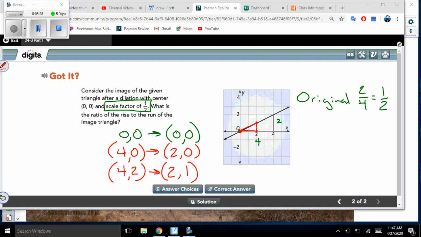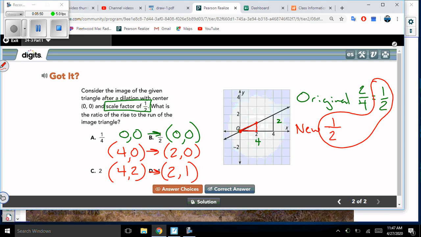All right, and so obviously in that situation, on my new triangle, you can see that my rise is 1 and my run is going to be 2. And again, you can see that they basically equate to each other. Their choices were, you basically have to find the ratio, and so the ratio there should have been letter B, which is correct.